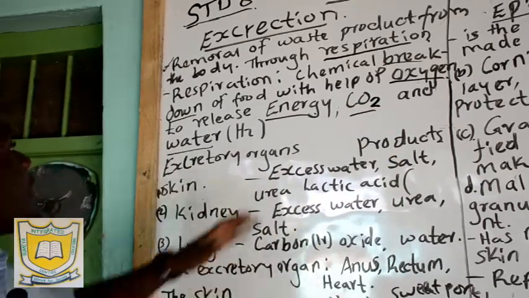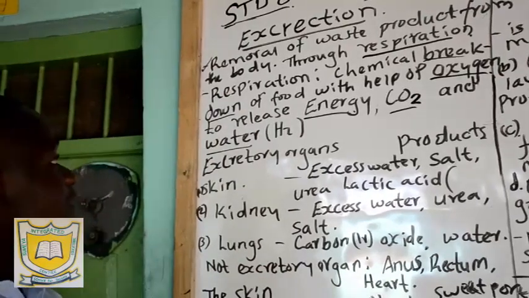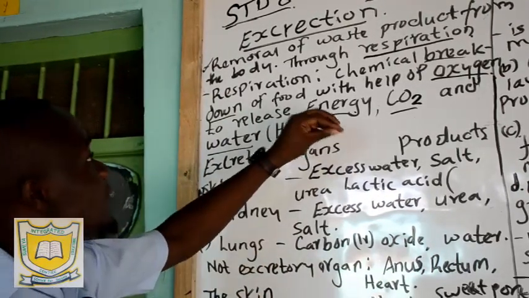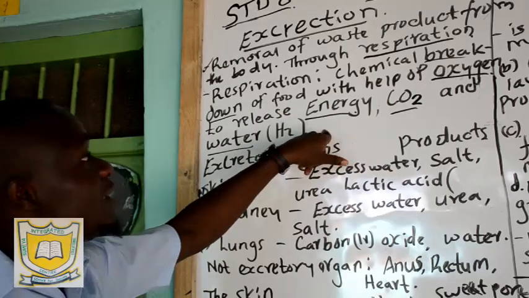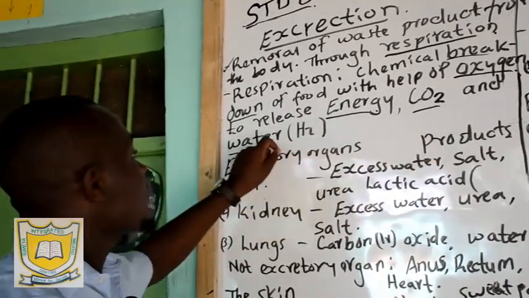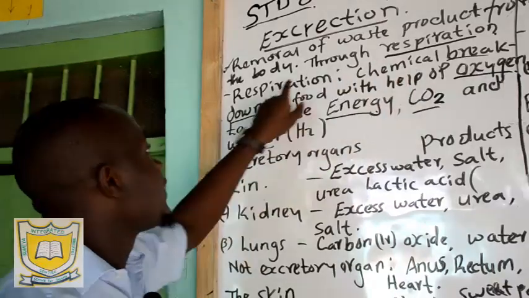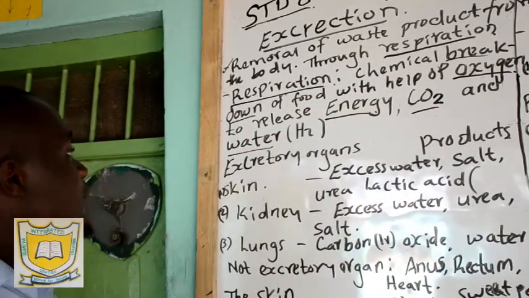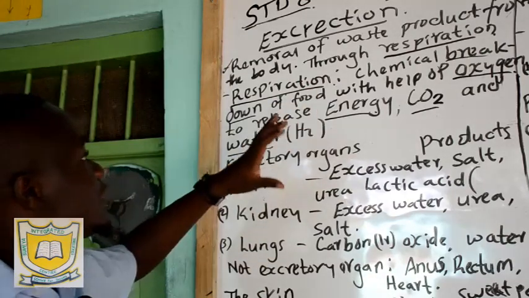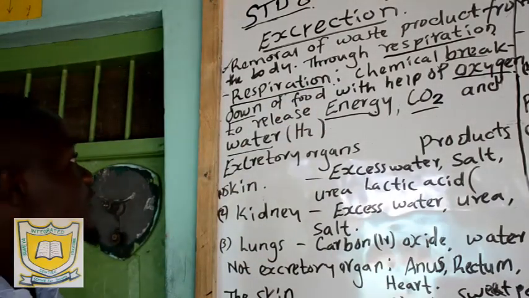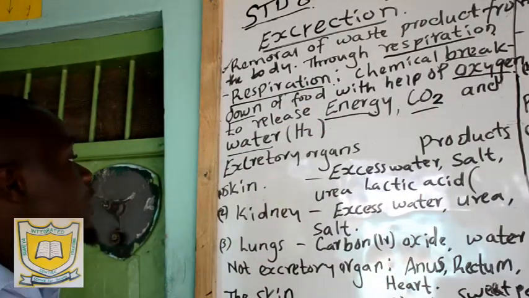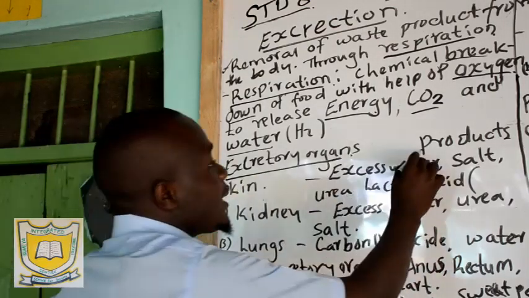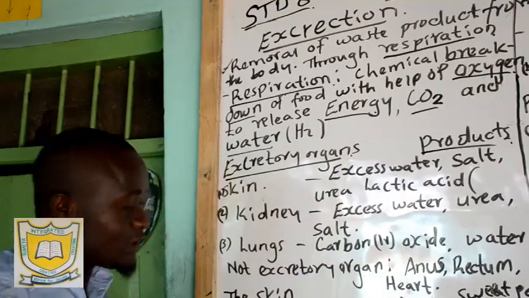Now when the food has been digested, it has to be broken down. The process by which it is broken down to release energy and carbon dioxide together with water is what we call respiration. After understanding the definition of excretion and of respiration, we come to the excretory organs and their respective products.